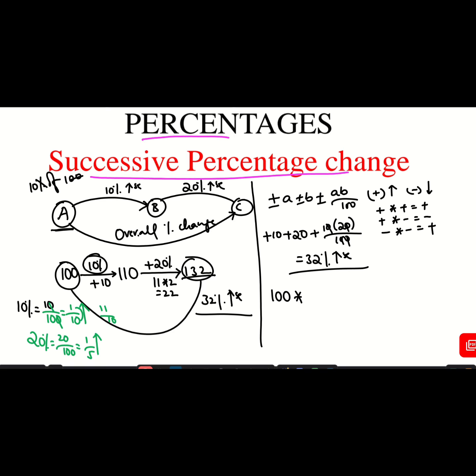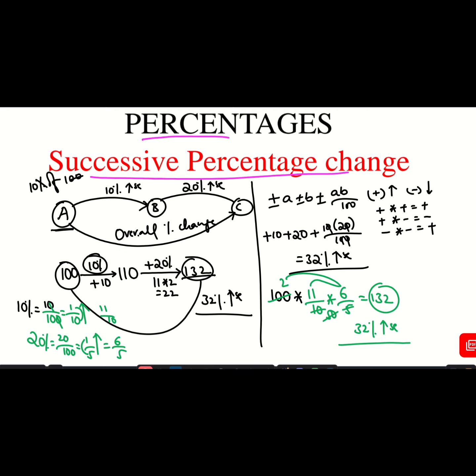20 percentage is increase is nothing but we need to add the sum of numerator and denominator, 5 plus 1 equal to 6, denominator will be equal to 5. So 10 percentage is increase is nothing but 11 by 10. Next, 20 percentage is increase is nothing but 6 by 5. So multiplication: 5 twos are 10, 2 into 6 will be equal to 12, 12 into 11 equal to 132. So final value will be equal to 132. How much percentage is increase? 32 percentage is increase.